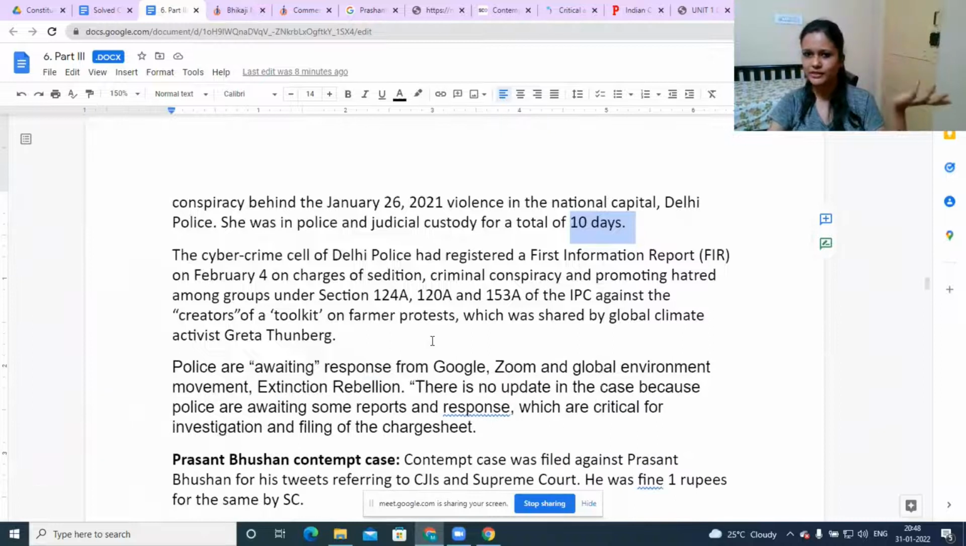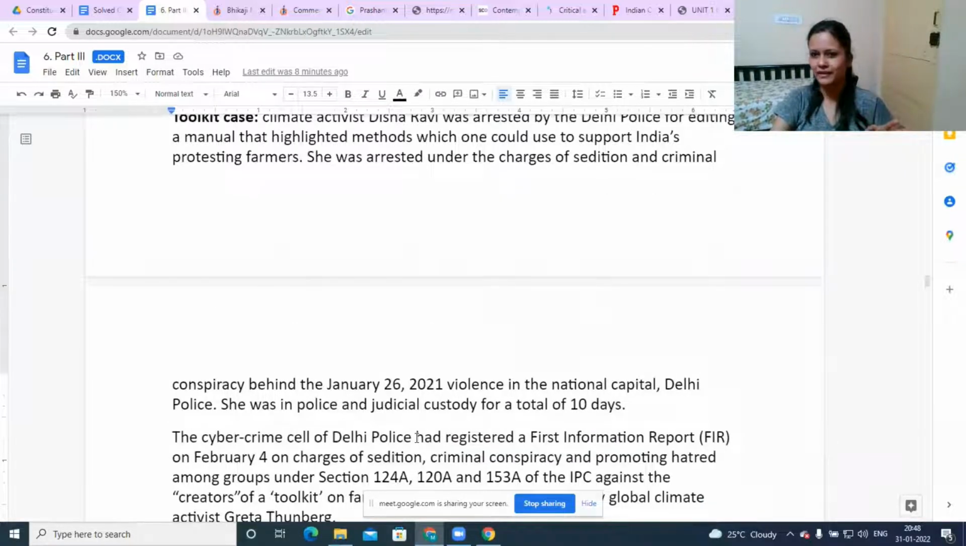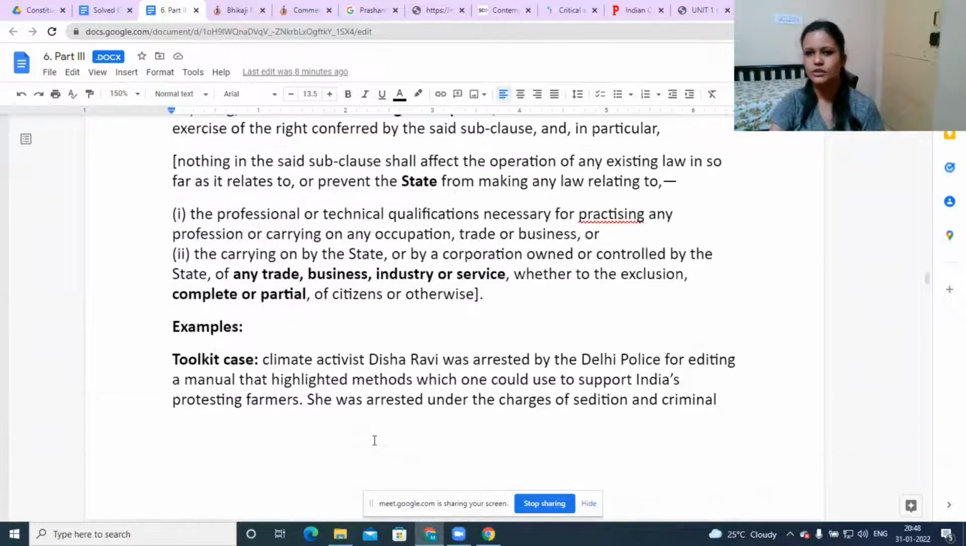Because they did not receive any report or update from these bodies, they were not able to conclude the investigation. They were not able to file a charge sheet or challan with evidence. So it was pending for so many months. I think they would close the matter now because it's already been almost a year. They were not receiving any information and did not have any evidence, so they had to release her.